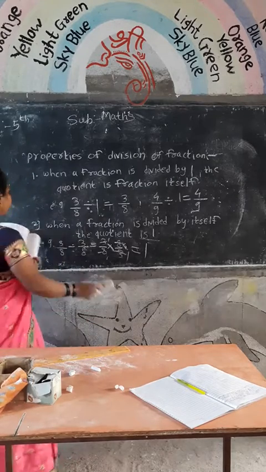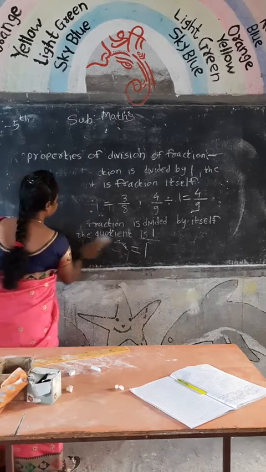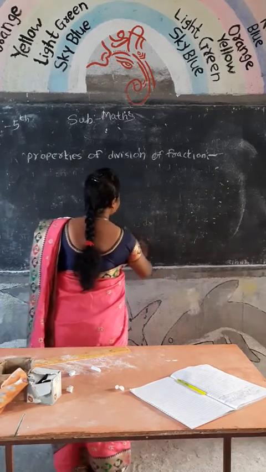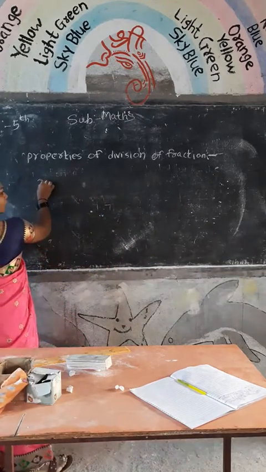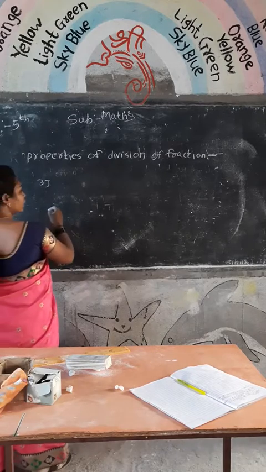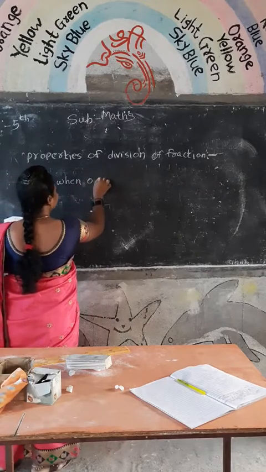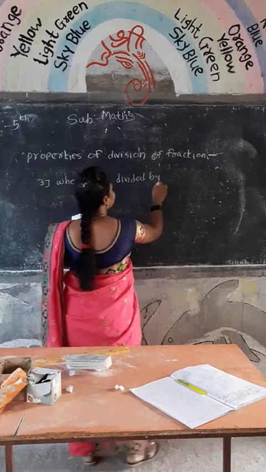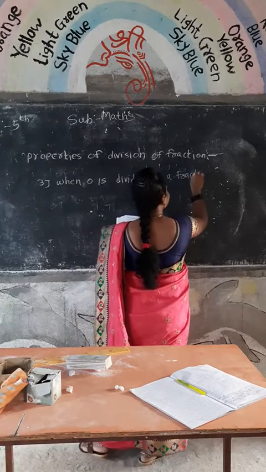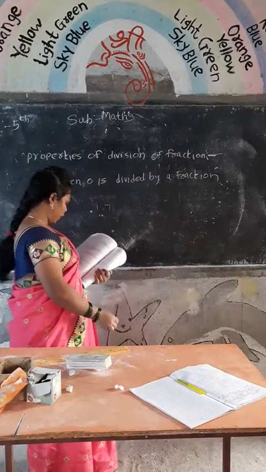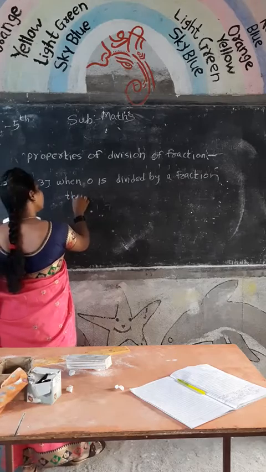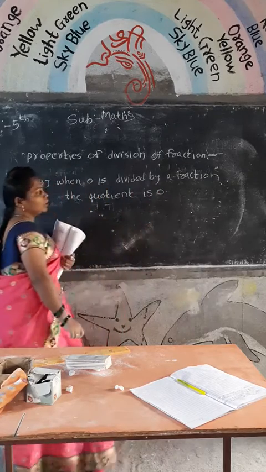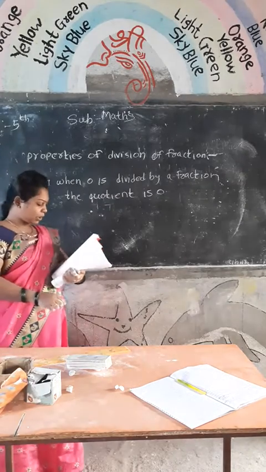Next, the third property is, when 0 is divided by a fraction, the quotient is 0.